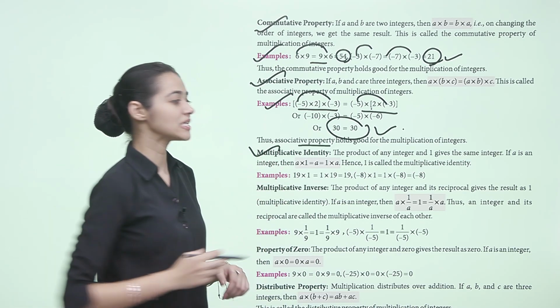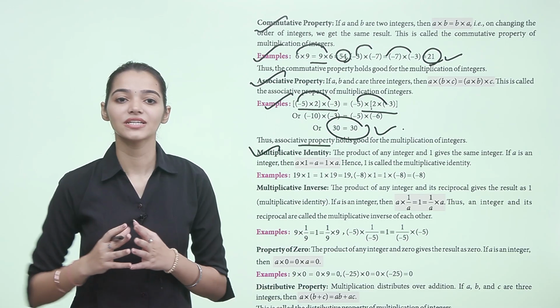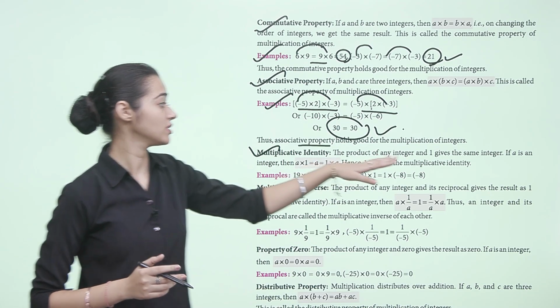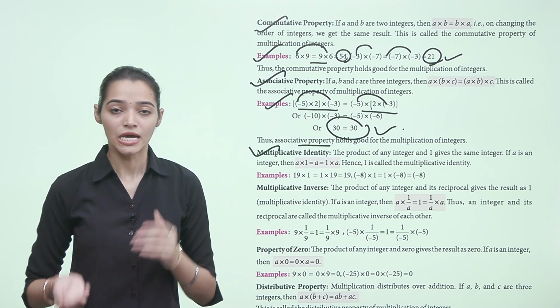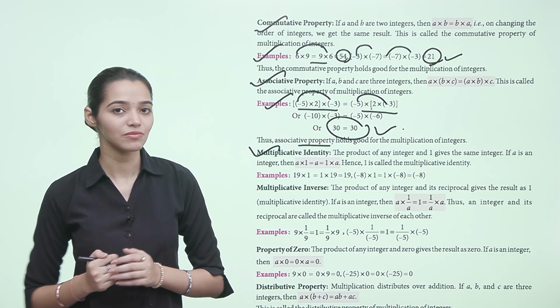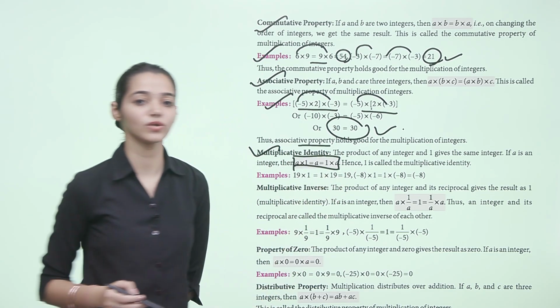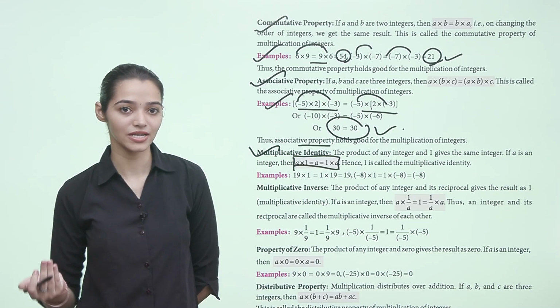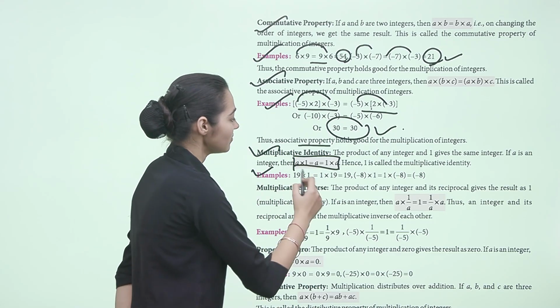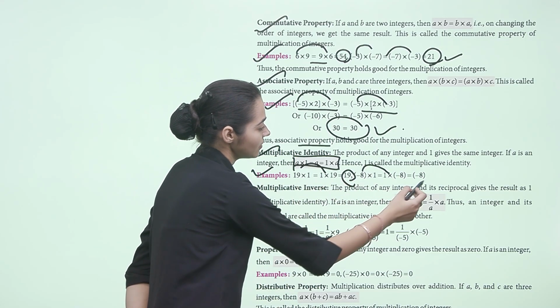Now next is our multiplicative identity. What our multiplicative identity says is that the product of any integer and 1 gives us the same integer. For example, a into 1 is equal to a, that is equal to 1 into a, and 1 is our multiplicative identity.